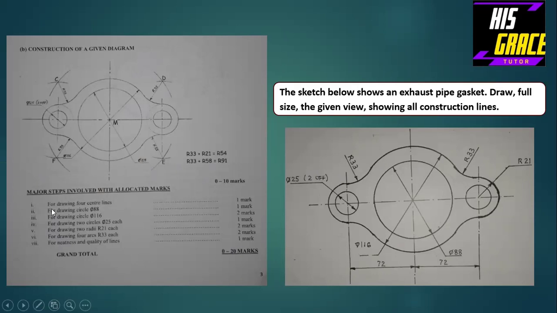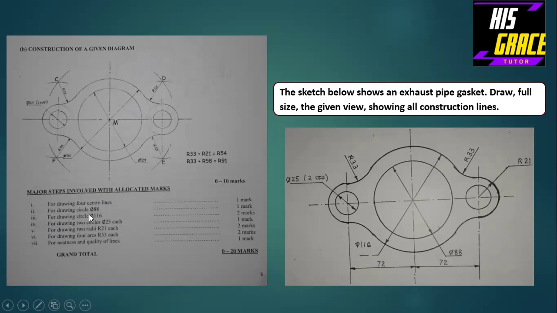As you can see here, for drawing 4 center lines, where are those 4 center lines? We have one here. This vertical one is one, and this is another one, and this is another one. So that means we have 3 vertical center lines. Then we have 1 horizontal center line. So 1 mark is awarded to that.